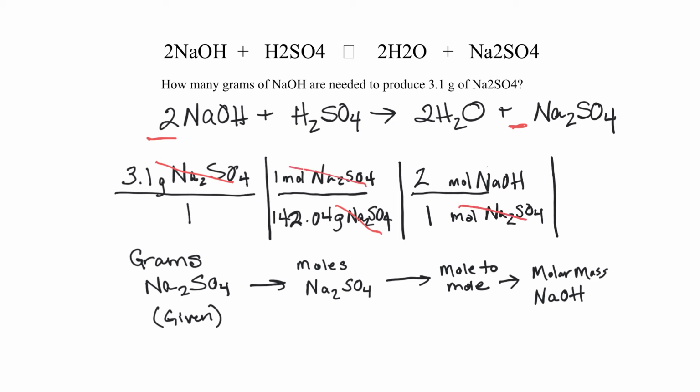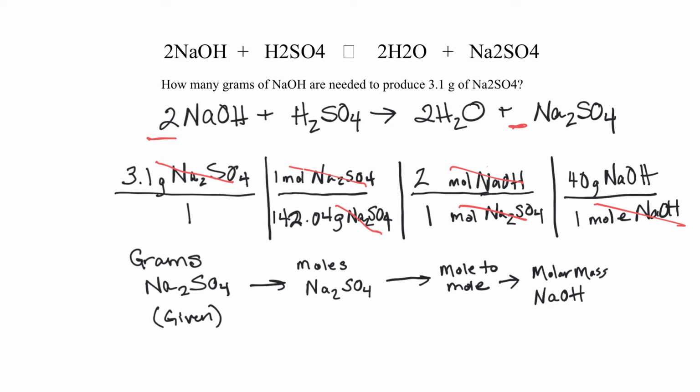We're left with moles of sodium hydroxide, and we know that we can use the molar mass of sodium hydroxide to get it to grams, right? So 40 grams of NaOH is equal to 1 mole of NaOH, right? And so our moles of NaOH cancel, and all we have to do now is multiply through.